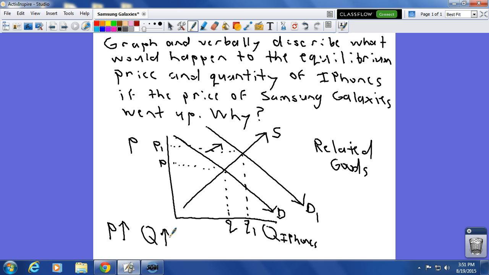So basically this would say that if the price of Samsung Galaxies went up, that would mean that you have an increase in demand, so therefore the price and quantity of iPhones would go up. And you're good to go.